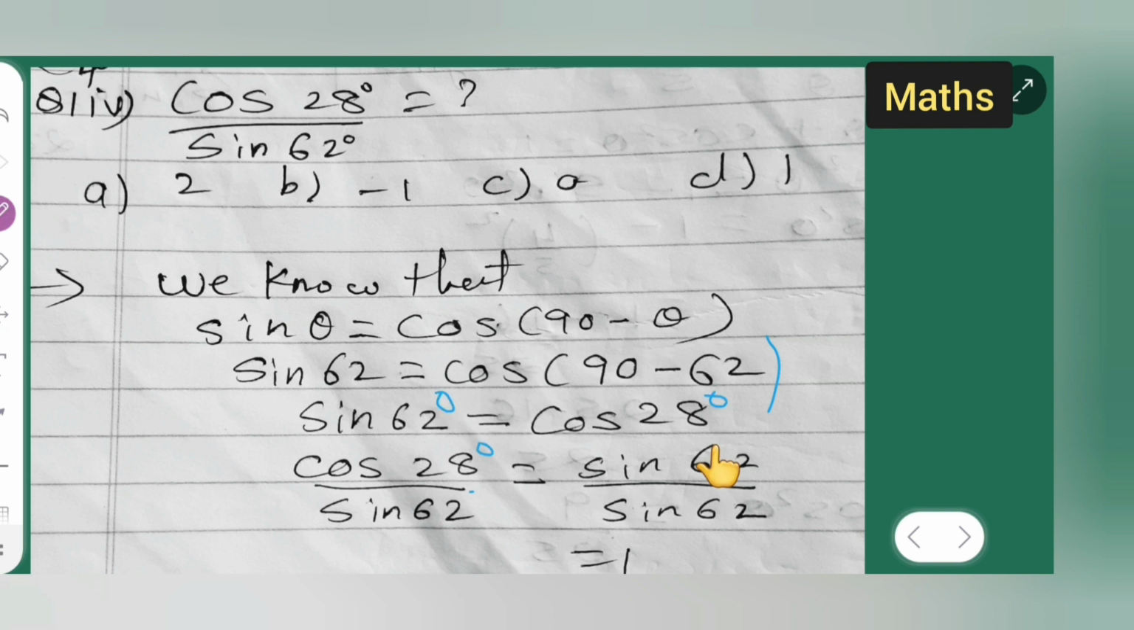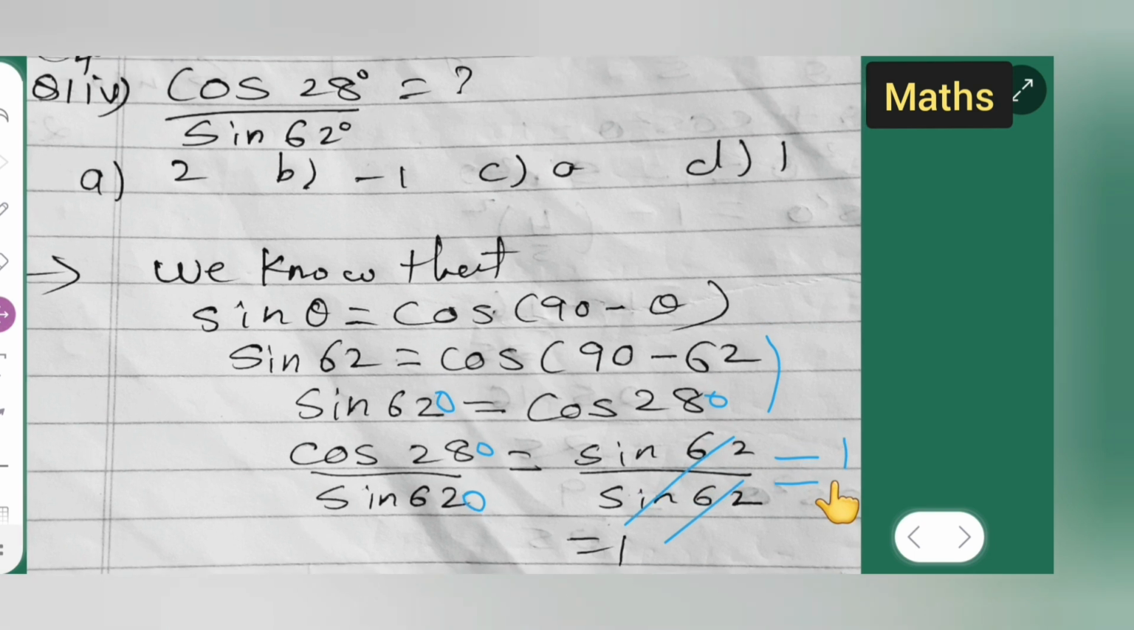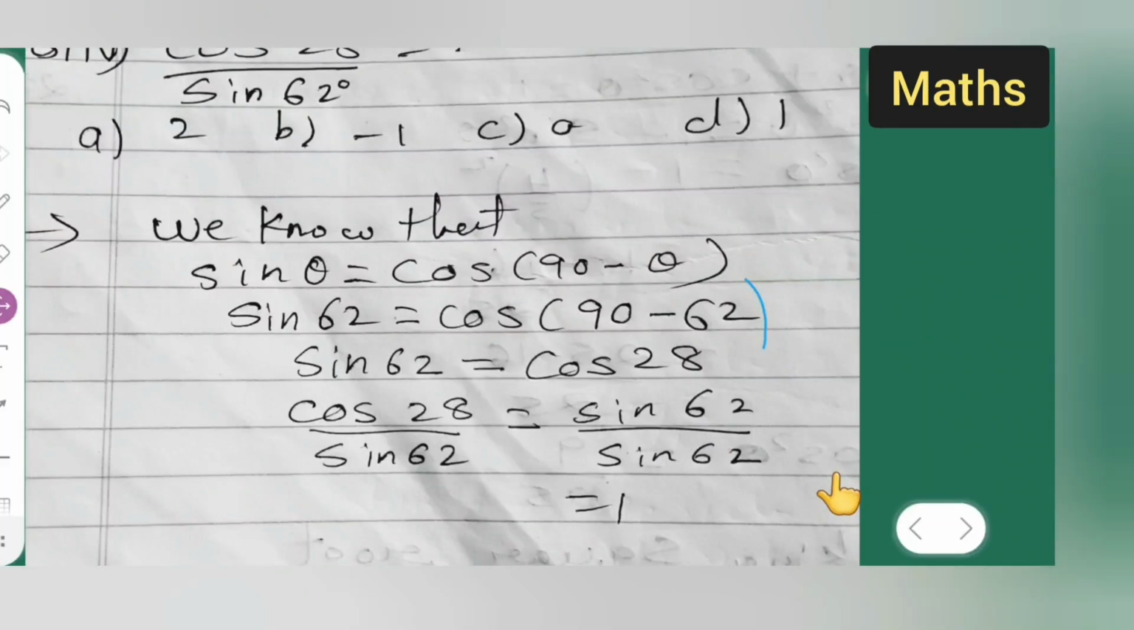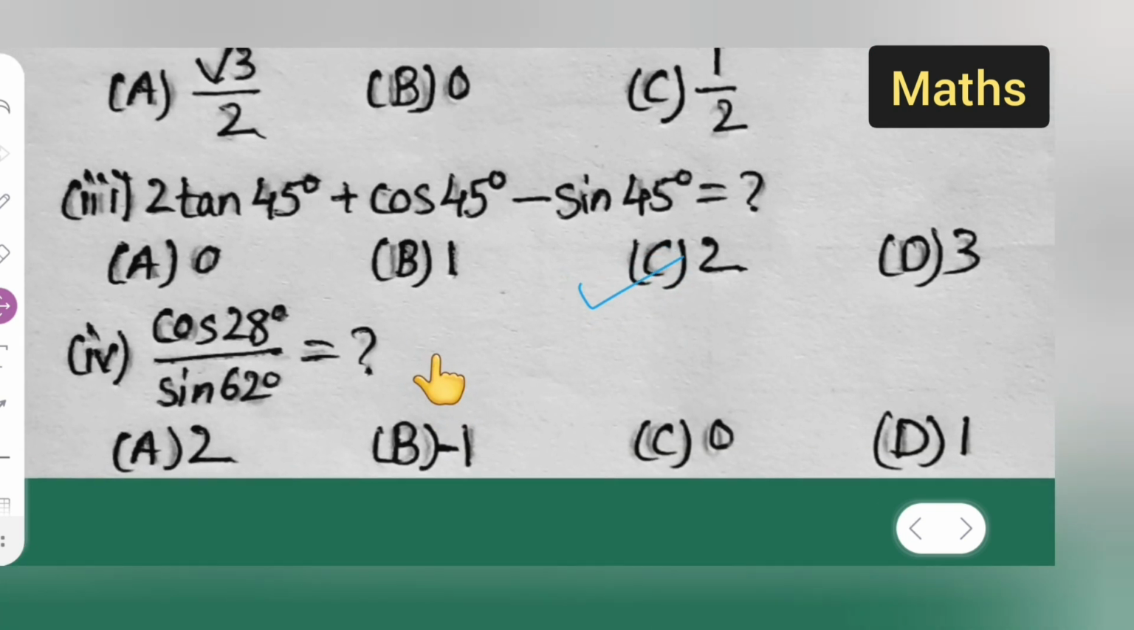Now cos of 28 degree upon sine of 62 degree, this I have written as it is, equal to, now in place of cos of 28 degree, what is there? Sine of 62 degree. Plug that value. And this you all have to write as it is. Now these terms are going to get cancelled, both the terms. And what you are going to get is 1. Okay, so you all can take down this. And which is the correct option from this? 1 will be the correct option, okay.